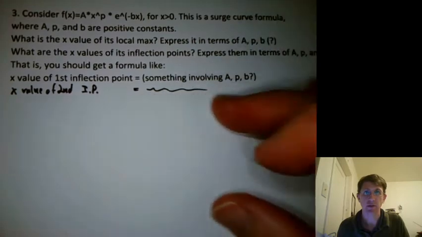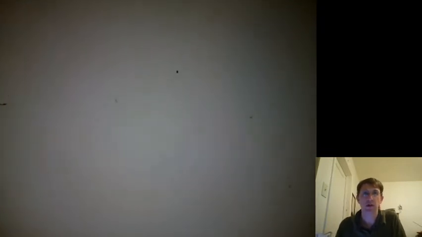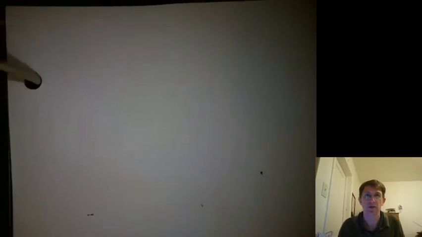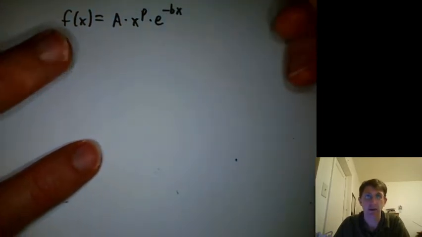It turns out this section at the bottom of the page is too small to actually fit in all the algebra, so we're going to turn the page here. And this one is a fair bit of algebra, but at least there's no real guessing. It's just plug and chug. So we'll say f of x equals a times x to the p times e to the minus bx. And to find the local max, we need to find where f prime is zero. We know it's a local max because this is a surge curve.